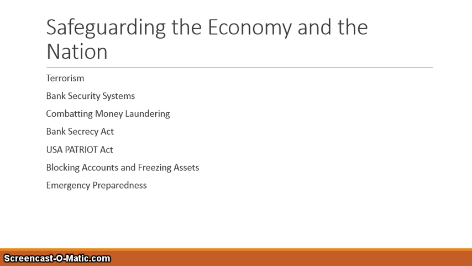The USA Patriot Act, we talked a little bit about that with the identification program that allows government to try to prevent nefarious people from doing things that are screwy. Blocking accounts and freezing assets is sort of a last resort when we catch on to bad activities and bad actors in our accounts. And then emergency preparedness we talked a little bit about too, where banks have to prepare for potential problems and safeguard their systems against those problems.